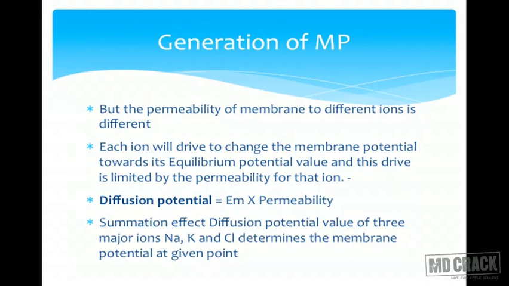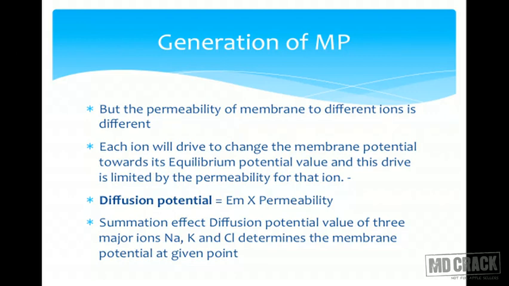But if I change the permeability for the sodium ion now, what will happen? The contribution of the sodium ion will be more and the membrane potential will try to go towards plus 61 millivolt. So this is called diffusion potential. That means the equilibrium potential multiplied by the permeability.